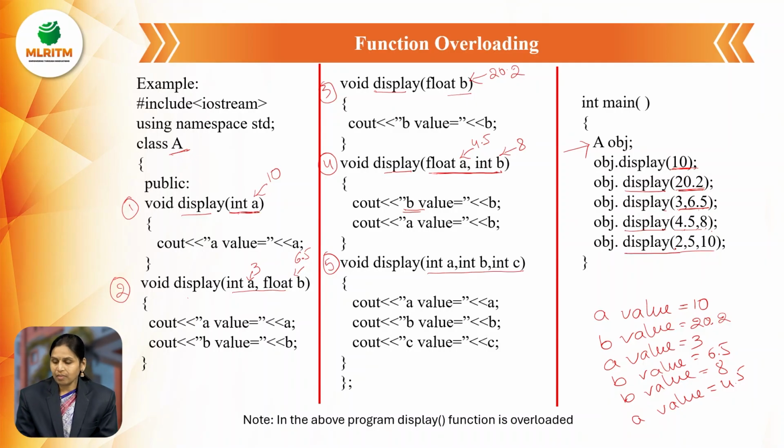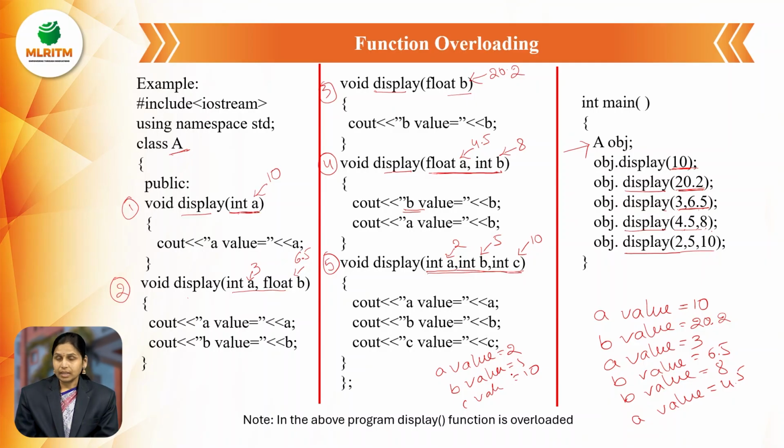Next, display of 2, 5, 10. We are calling the same function with 3 different parameters. Now that matches the last function definition. The first value 2 is copied to variable a, 5 is copied to variable b, and 10 is copied to variable c. Here we will get a value equal to 2, b value equal to 5, and c value equal to 10.